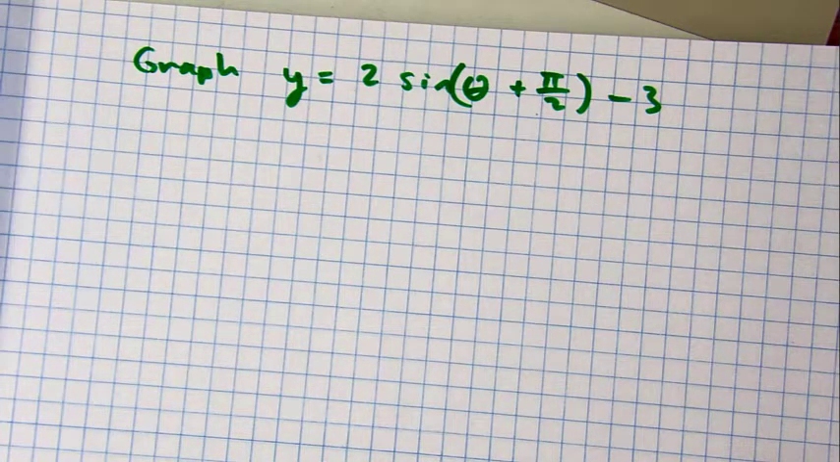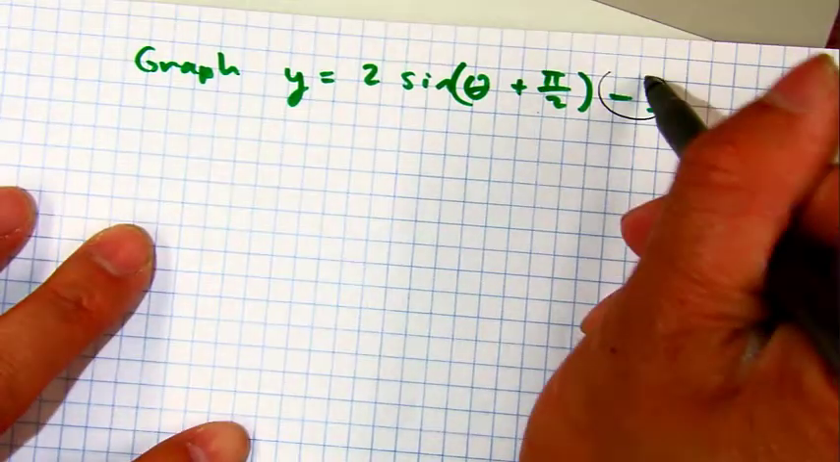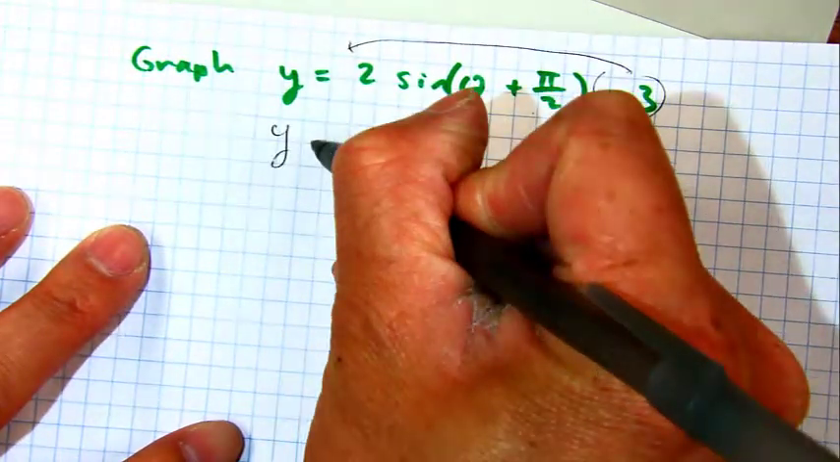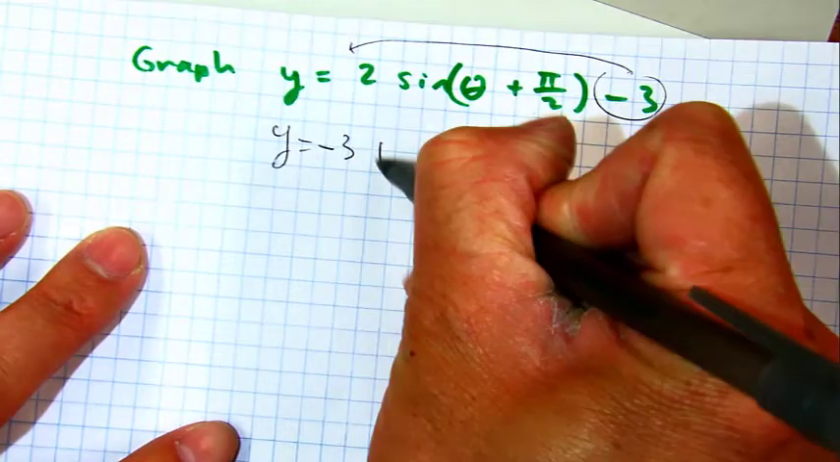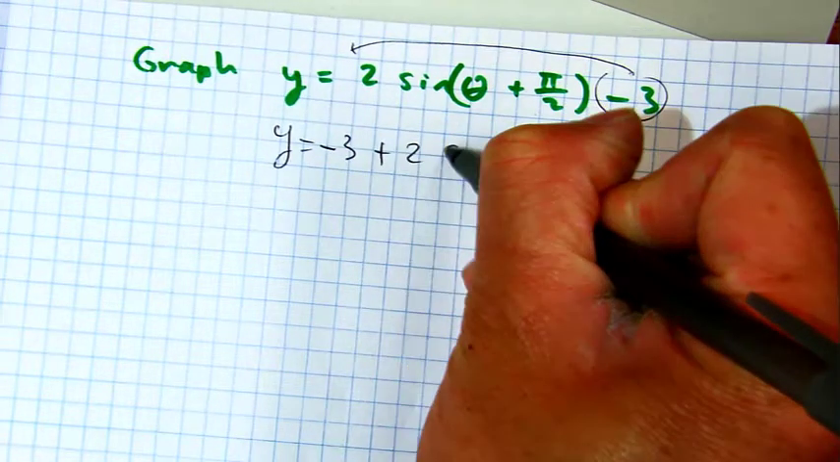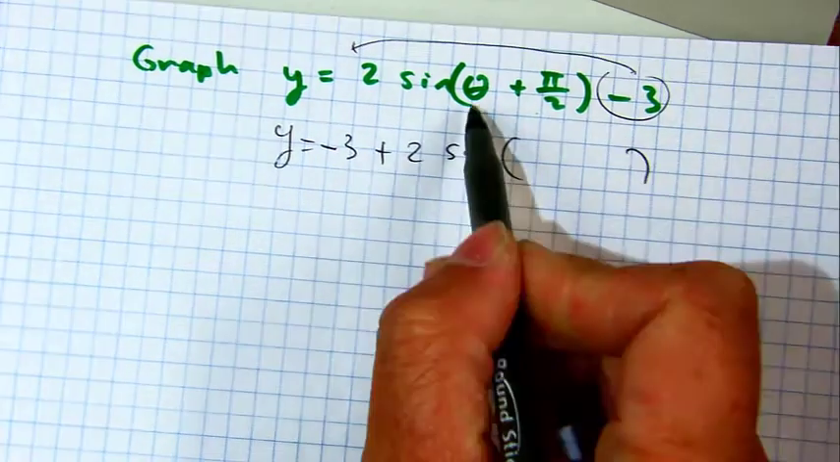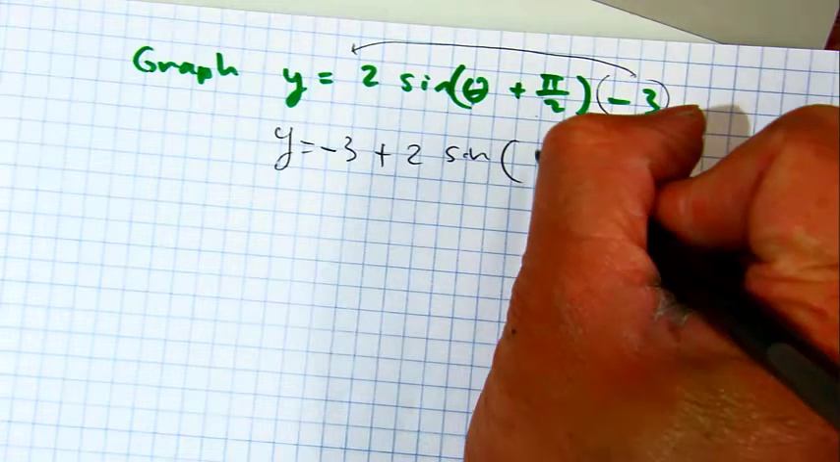Alright, class, what do you do with the negative 3? Move it to the front. Y equals negative 3 plus 2 sine. Class, we change that to what? X.